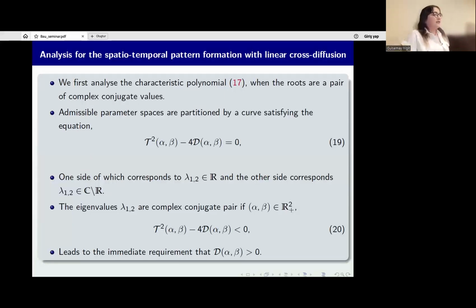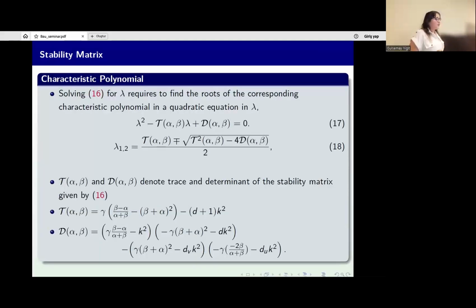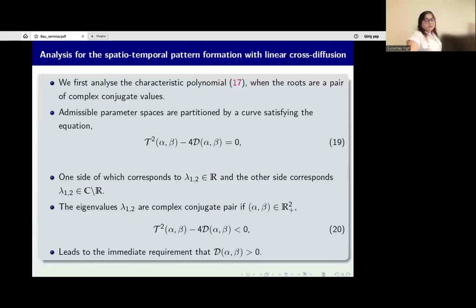This 20 therefore is going to give us that t square being smaller than a quantity. That quantity is a direct requirement of the determinant to be positive. That's a good observation, because our analysis starts with analyzing the trace, but the trace doesn't include the cross-diffusion parameters. It only includes B, but our determinant includes all the system parameters.